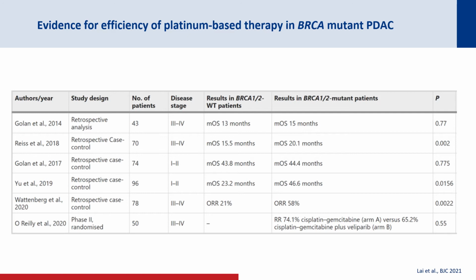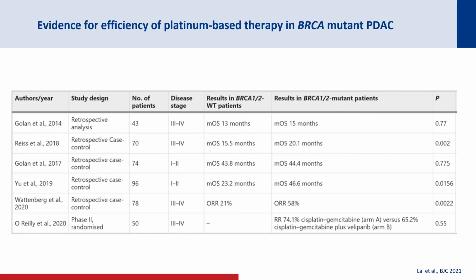A recent phase II randomized trial investigated cisplatin and gemcitabine with or without veliparib, a PARP inhibitor, in germline BRCA or PALB2 mutant PDAC patients. Response rates were high for both arms, even if it was not significantly different with or without the PARP inhibitor.